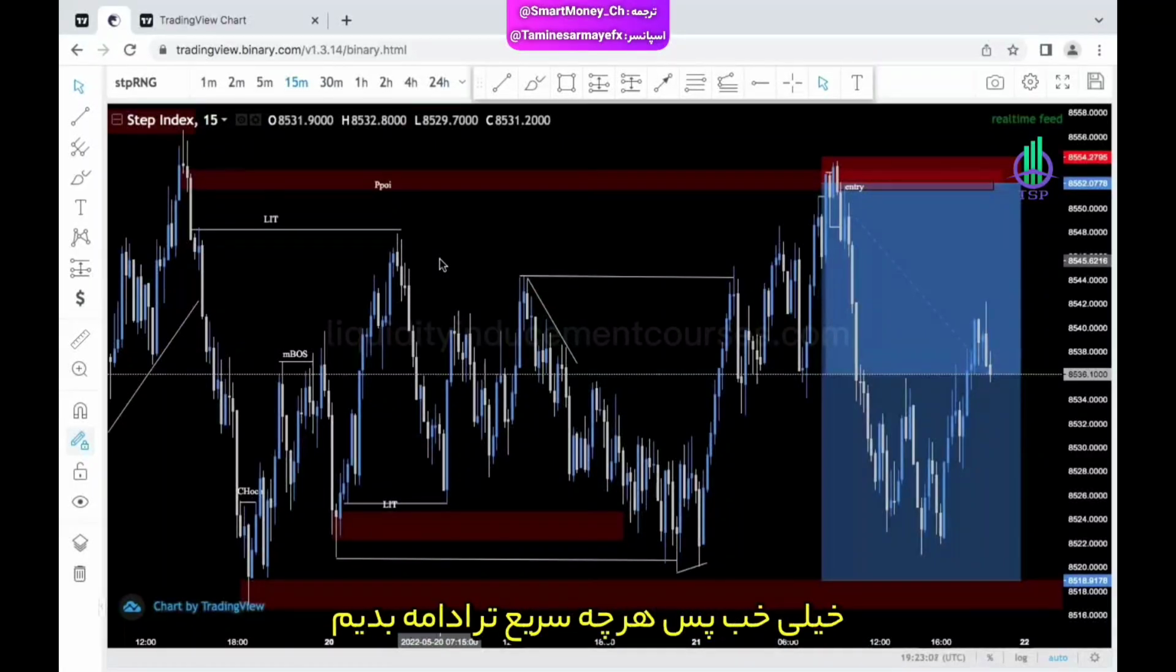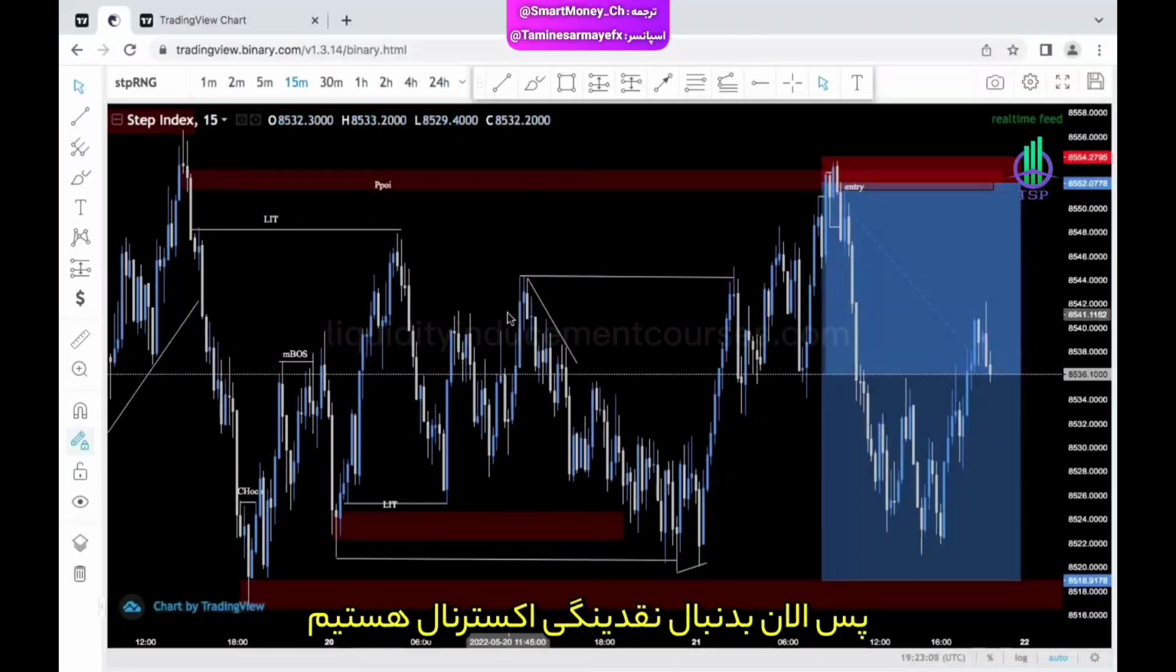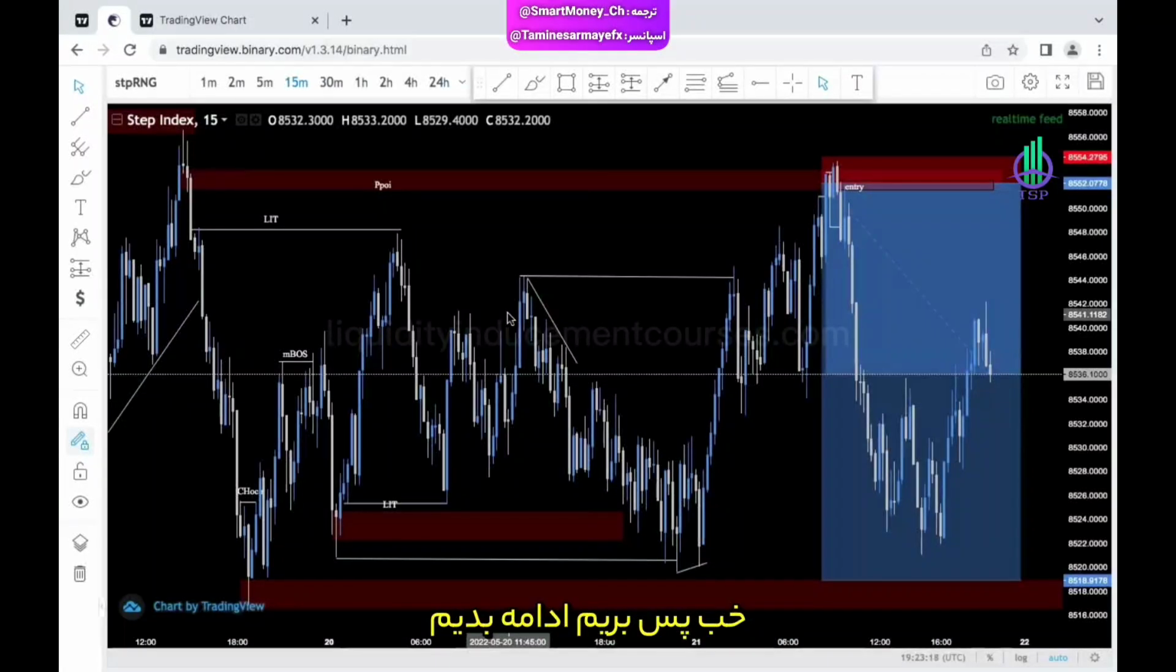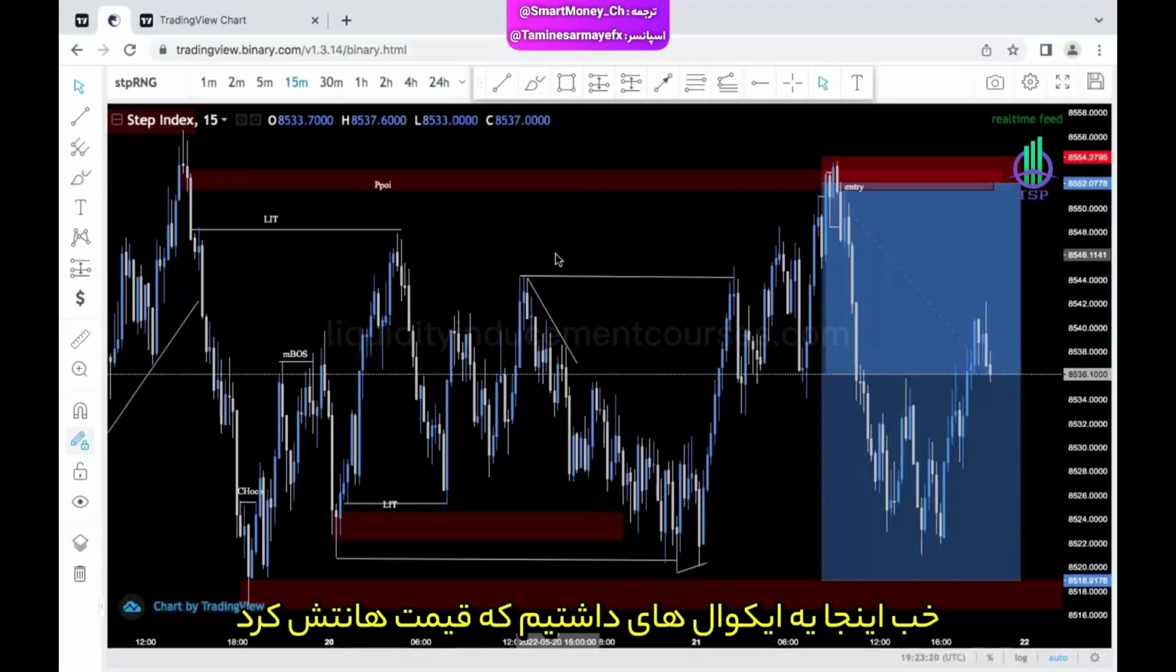So let's go together as quick as we can. We are looking out for external liquidity: equal highs, equal lows, old highs, old lows, trend line phantom, basically. So let's make progress.